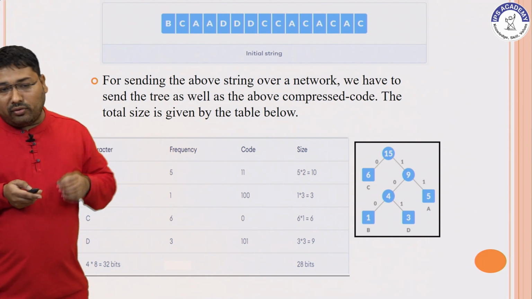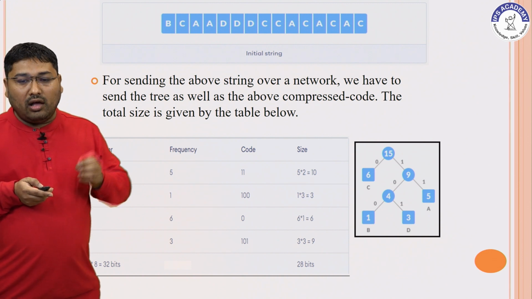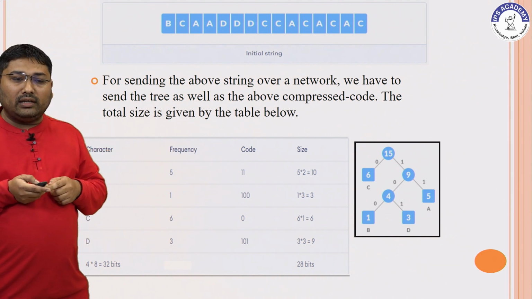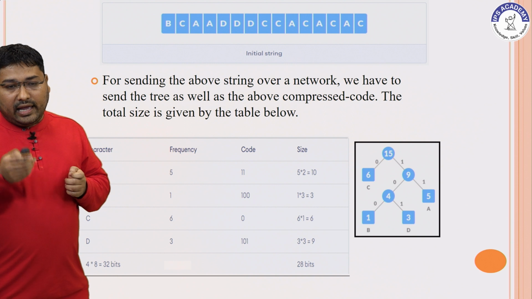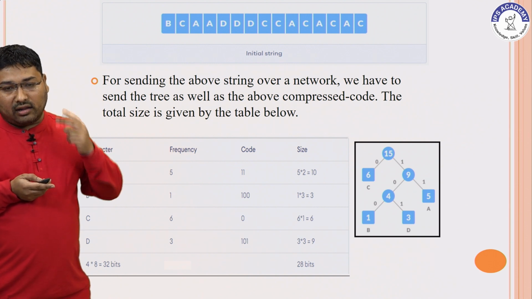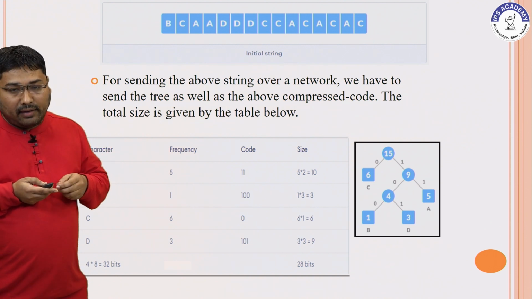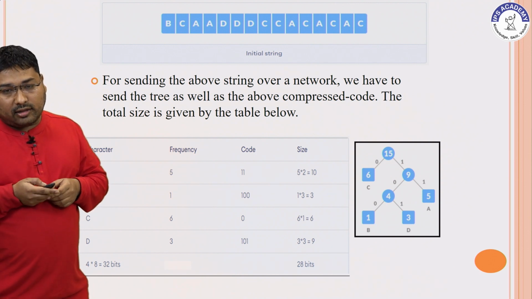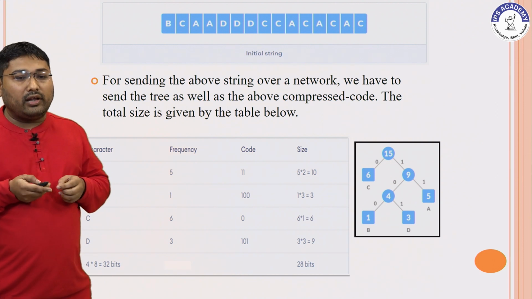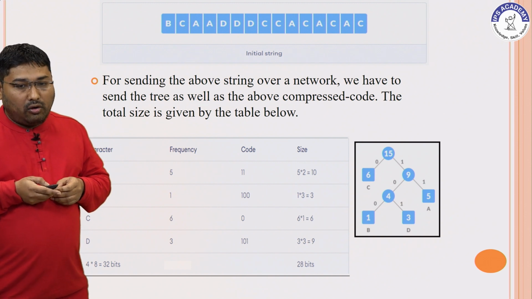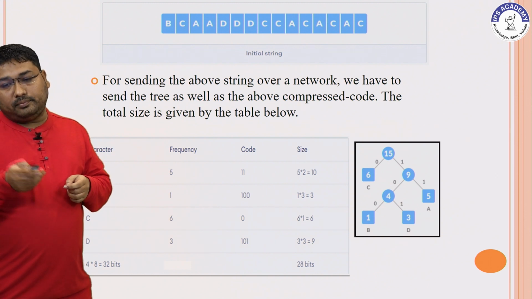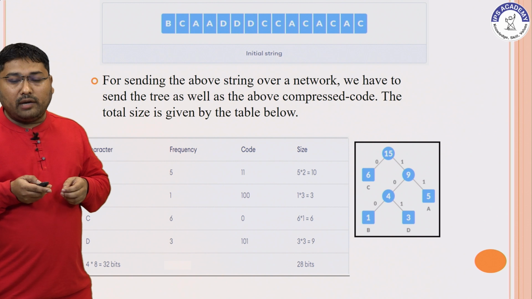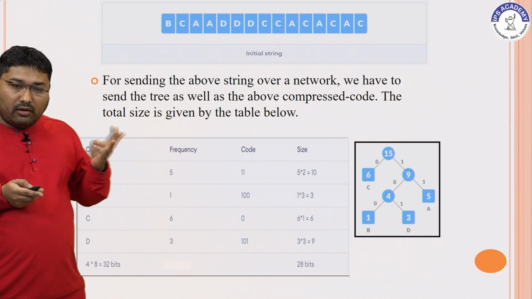Now by Huffman coding, how can we reduce the message below 120 bits? Here A has 2 bits for transferring. A character occurs 5 times, so its total size is 5 into 2, which means 10 bits. Similarly, B occurs in the message 1 time. B has the Huffman code 100, which means it has a size of 3 bits.